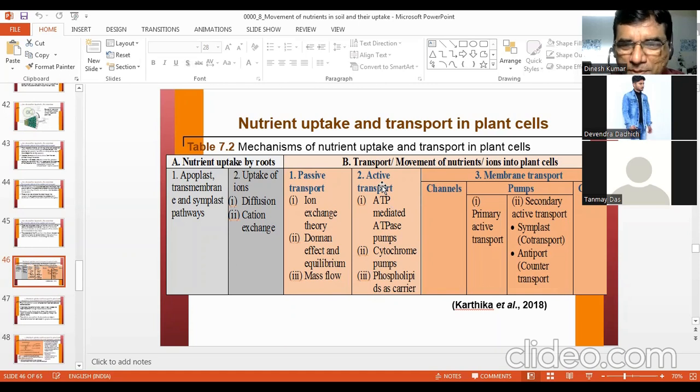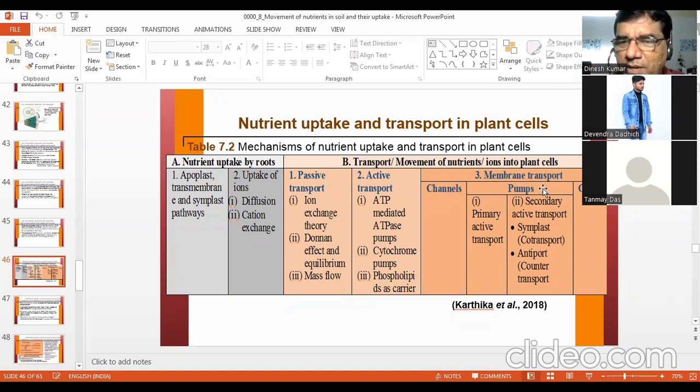So active transport involving energy is through ATP mediated ATPase pumps, then cytochrome pumps, and then phospholipid as carrier. So this is your active transport. Then comes membrane transport. Membrane transport is by three different means, how they can pass through the membranes: through channels, through pumps, or through carriers. So there are three ways by which membrane transport can happen: channels, pumps, and carriers.